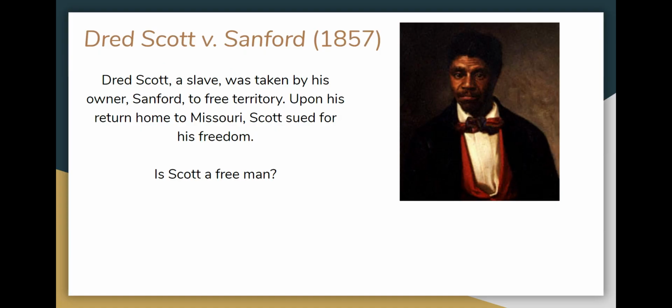Next theme, Dred Scott. So this is during prime time slavery, right before the Civil War. Dred Scott, he was a slave. He was taken by his owner, Sanford, to a free territory. Upon his return home to Missouri, Scott sued for his freedom. So our question: is Scott a free man?